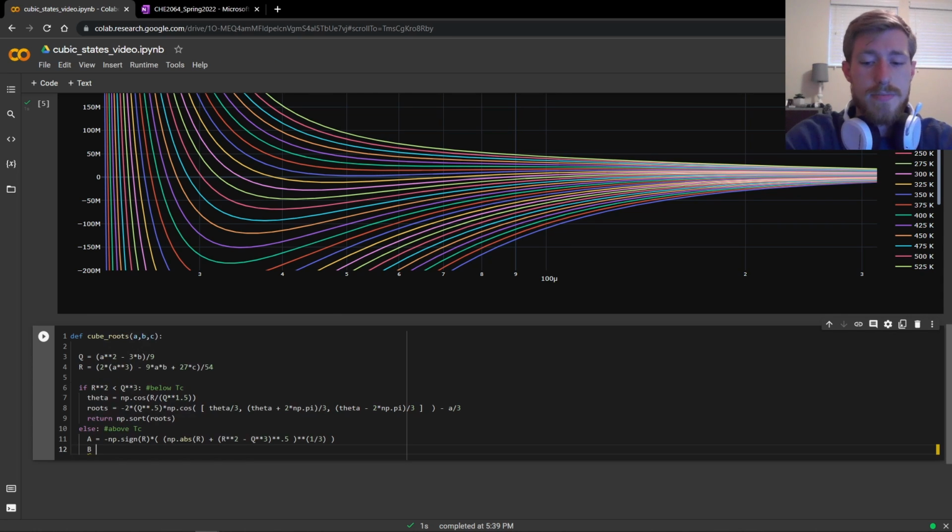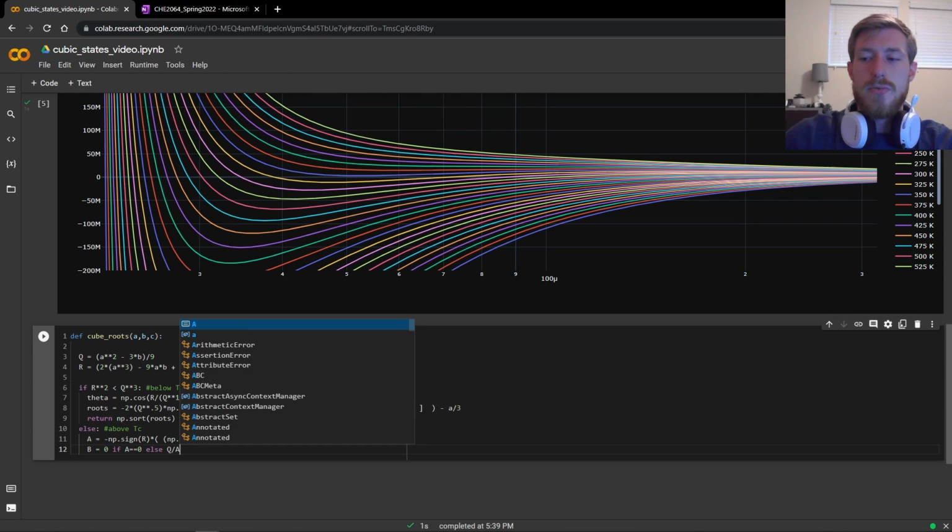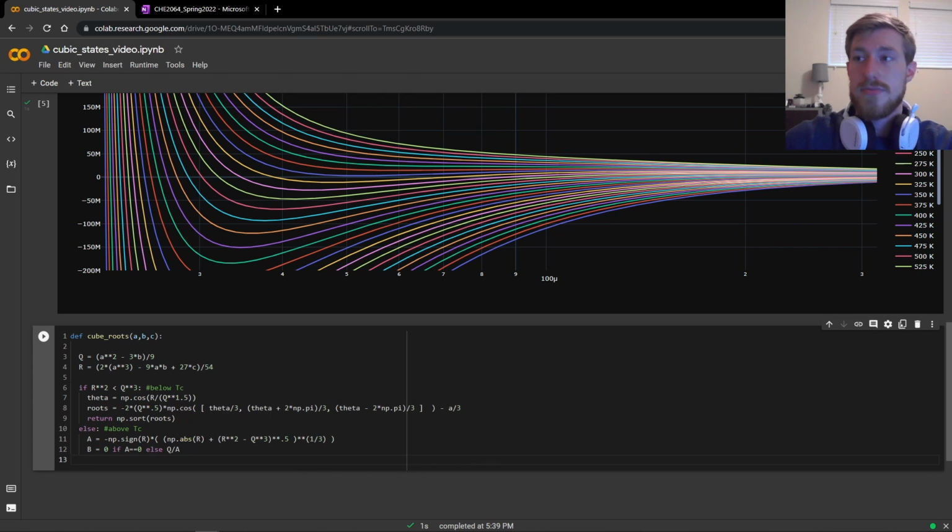The ternary if statement is actually written in this way. So we set b equal to 0 if a is equal to 0. So this is our way of saying, if a is equal to 0, set b equal to 0. However, we also want to say if it's not equal to 0, we want it to be q divided by a. So we say else q divided by a. So we don't reassign b, we say b is equal to 0 if a is equal to 0. Otherwise, set b equal to q over a. So that's our b taken care of right there.